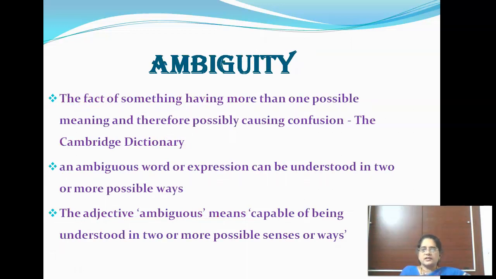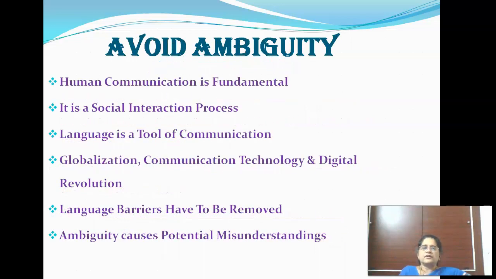Now, the Cambridge Dictionary defines ambiguity as the fact of something having more than one possible meaning and therefore possibly causing confusion. So, ambiguity refers to a word or an expression that can be understood in two or more possible ways. Now, the adjective form of the term is ambiguous, meaning capable of being understood in two or more possible senses or ways.